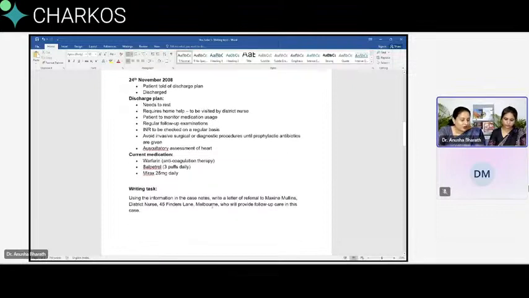And the task, as you all know, is at the end of the case note, which says, using the information in the case note, write a letter of referral to Max and Mullins, district nurse, 45, Flinders Lane, Melbourne. So this is the task.